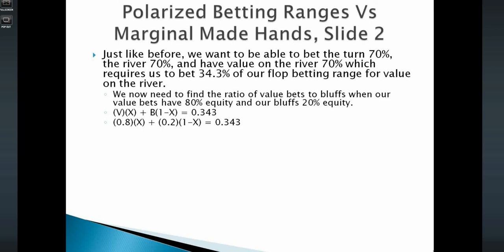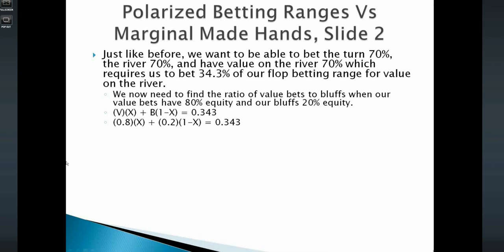So 0.8 times x, and then this x right here, if you look, 1 minus x plus x, so that's the amount of bluffs we have, which is going to be 1 minus x, plus the amount of value hands we have, which is going to be x, is going to add up to 1, which will be our 100% or our entire range. So 1 minus x plus x equals 1. All our value hands plus all our bluffs are going to equal 100% of our range.